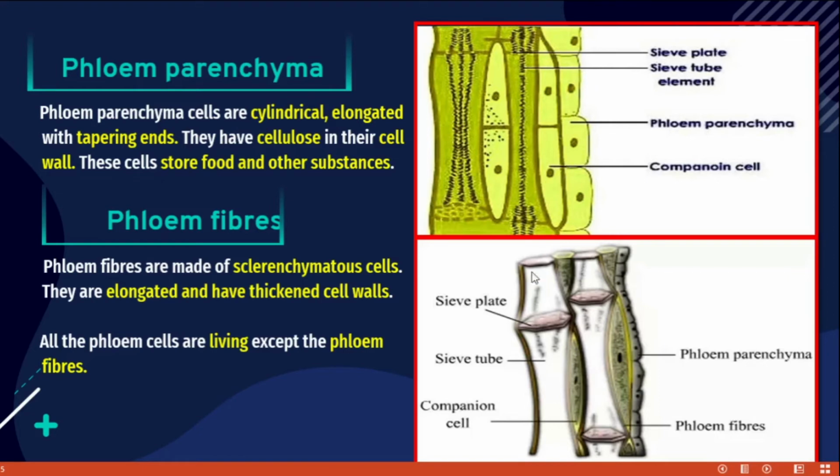Next, phloem fibers. Phloem fibers are made up of sclerenchymatous cells. Basically, these have elongated and thickened cell walls. Look at the picture. This is known as phloem fibers. See, all the phloem cells are living except the phloem fibers. This one only is dead. All three other cells are living.